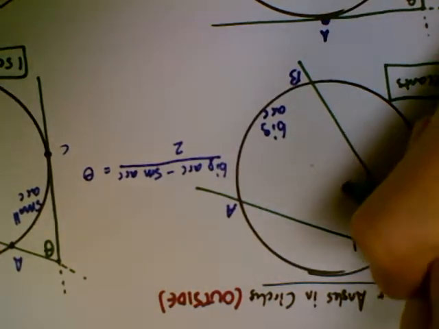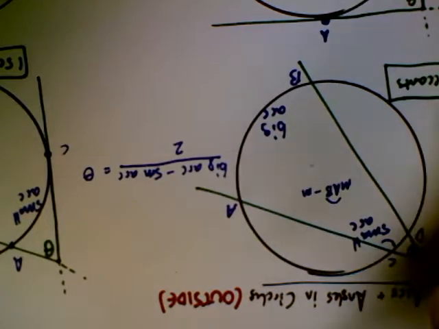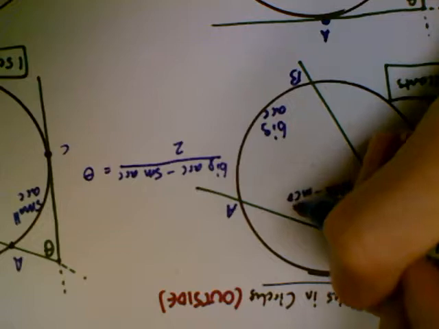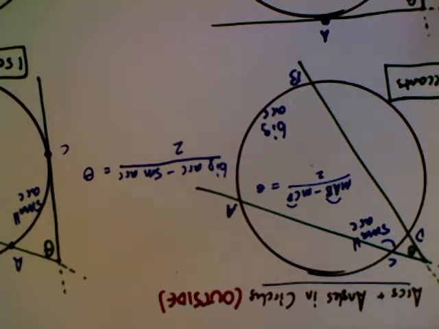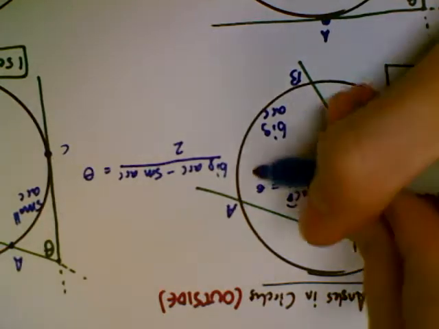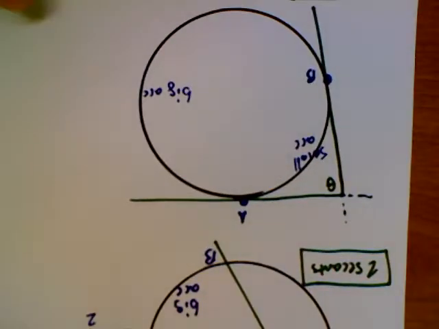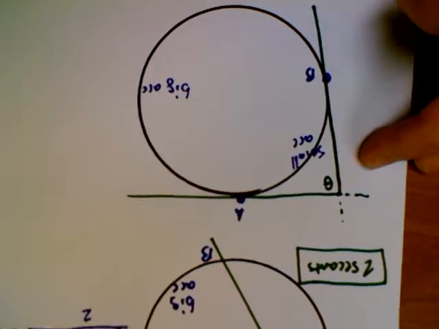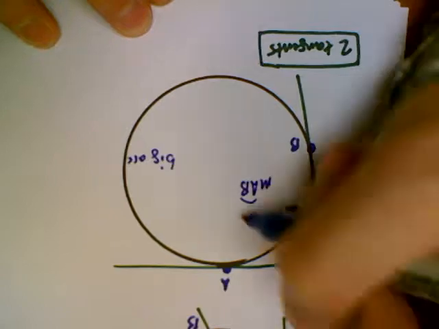So I've got the measure of AB minus the measure of CD over 2 equals the angle. That would be the formula for this one. Again, big arc minus small arc divided by 2. It's the same for all three of them. So in this case, you'd have the measure of AB.